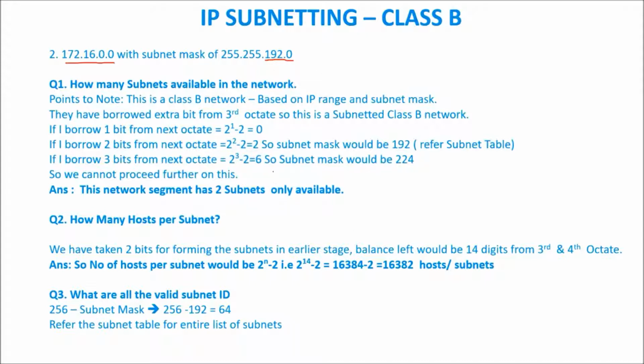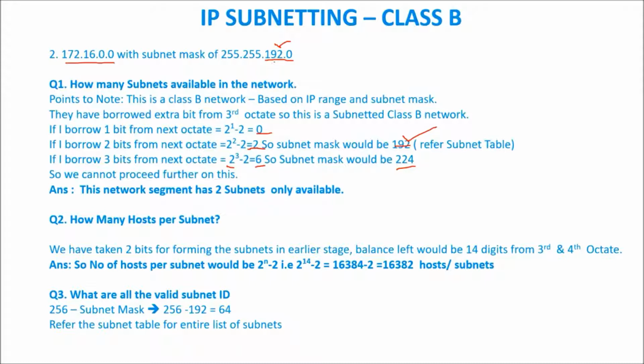So I'm borrowing one bit, nothing doing with one bit. Borrowing two bits, I'll have two subnets, whereas my subnet mask will be 192. And if I borrow three bits, I can have six subnets, but my subnet mask will be 224. So I have to match this and this, right? So I conclude that I can borrow two bits.